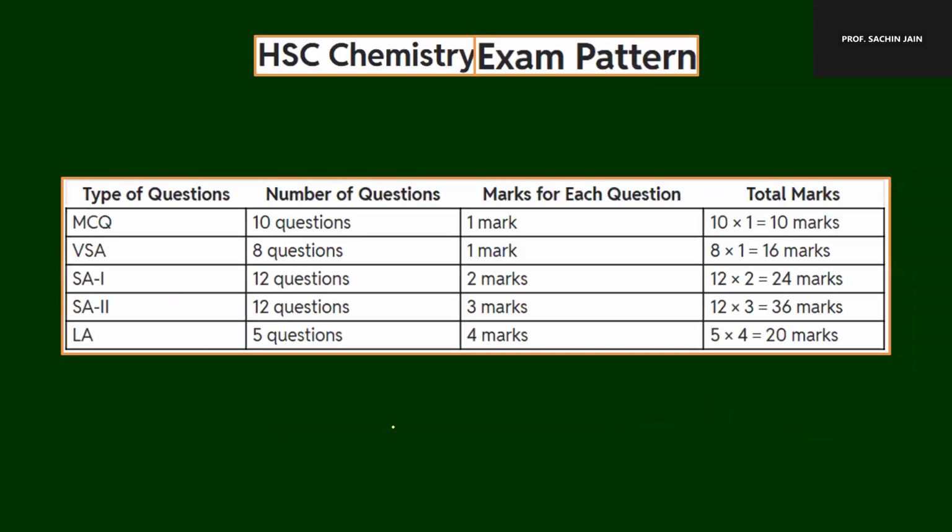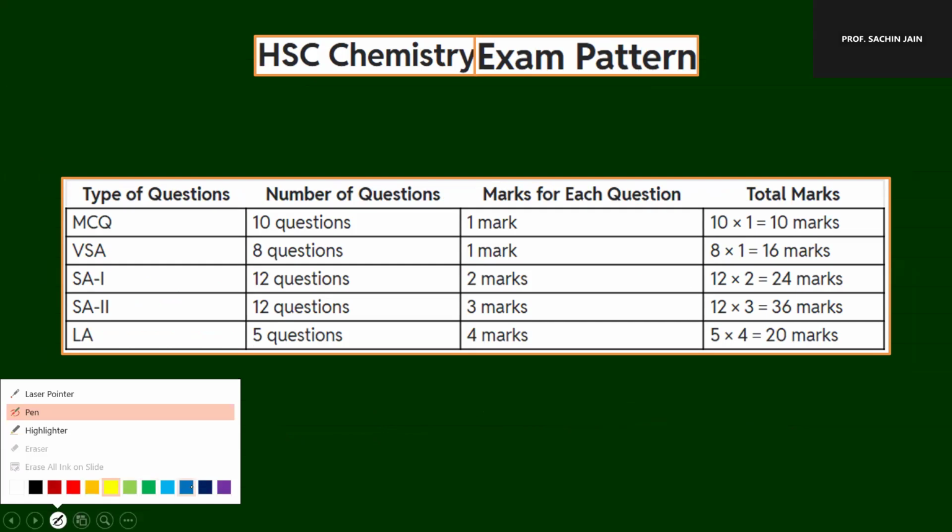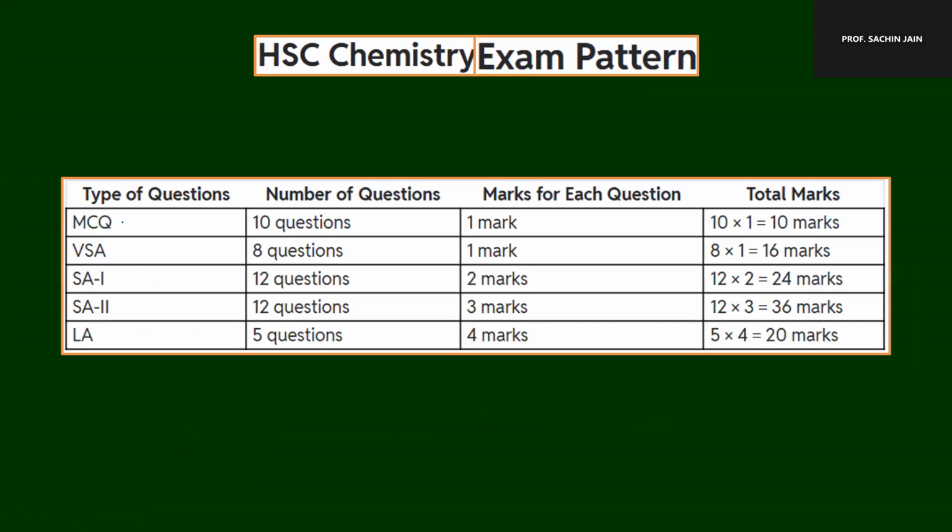Next, this is the chemistry exam pattern which you have. There are 5 types of questions which are included in your HSC examination. The first one is MCQ. There will be 10 questions of 1 mark each. So the first question will be of 10 marks. Second is VSA, that refers to very short answer. There will be 8 questions, with one-liner answers. I'll discuss how to write the answers to this. Then again it is 1 mark each, and there will be 8 into 1, 8 marks. Not 16, 8 marks.